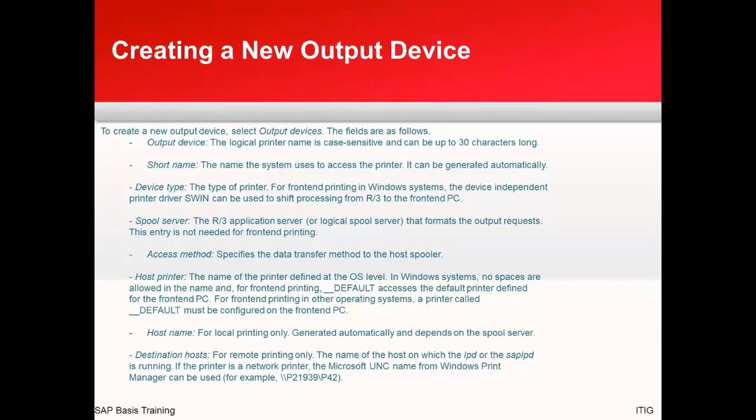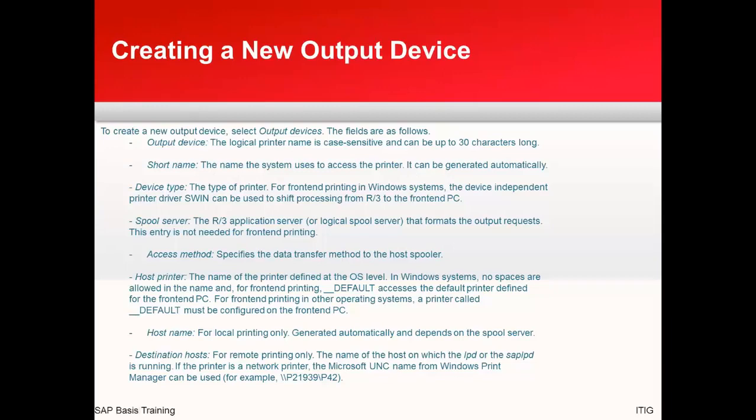Okay, then next is about creating a new output device. To create a new output device, you can go to the T code called SPAD and create an output device there. Here you can see the different parameters which need to be passed to create an output device. First is the logical printer name which needs to be provided. Short name, that is the name the system uses to access the printer.